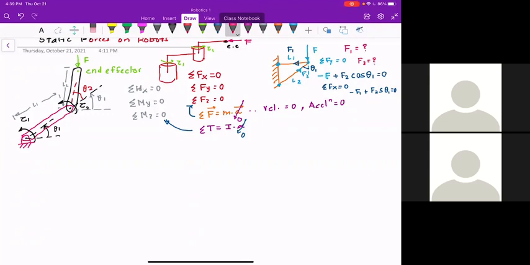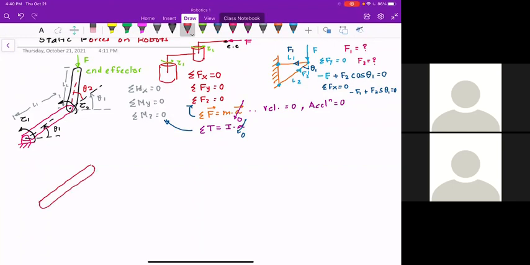So now the question here is, how do we solve this problem? What I'm going to do is start this problem with one link at a time. So we are going to start with link number 2. Let me draw the diagram for link number 2.